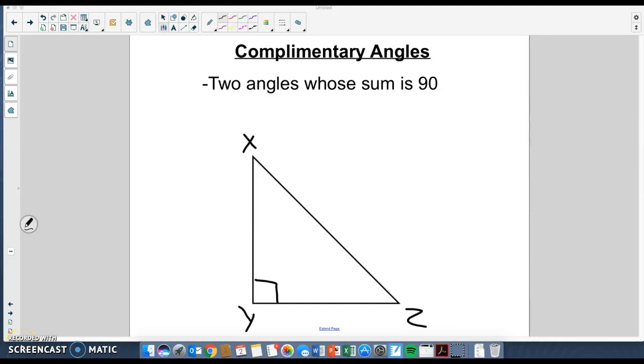Hey everybody, today we are going to be going over complementary angles using trigonometric functions.